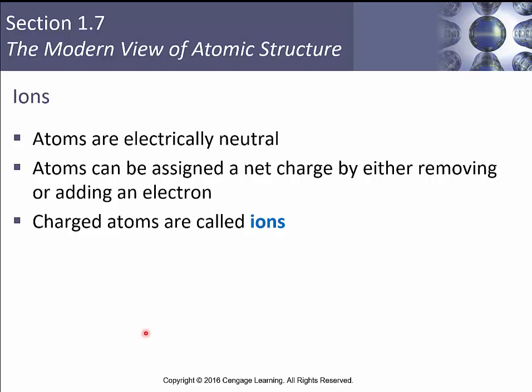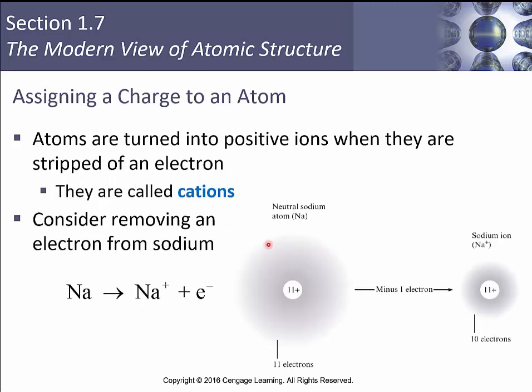Atoms can be assigned a net charge by either removing or adding an electron. And when you do that, these charged atoms are called ions. You can also have complex ions that are made up of many atoms, but we're just going to talk about regular atoms for now. So if I add an extra electron onto an atom, or take an electron away from an atom, I'm no longer charge balanced between the protons and the electrons. My plus charges and my minus charges are not equal to each other.